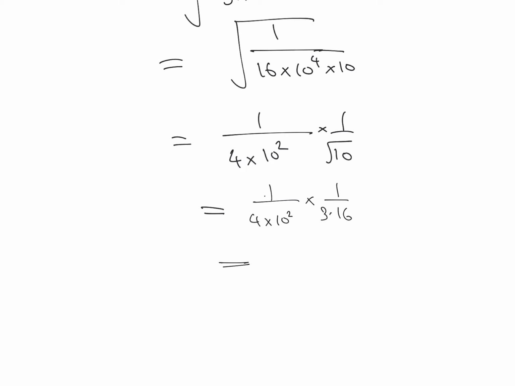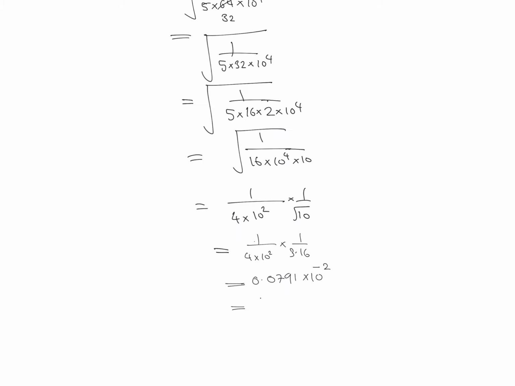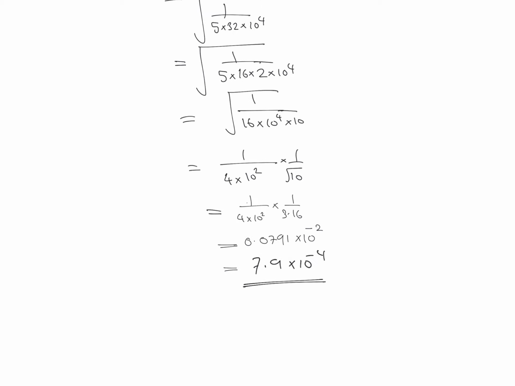So if you multiply all these things, you are going to get the answer as 0.0791 into 10 raised to minus 2, which can be written as 7.9 into 10 raised to minus 4, or we can take it as nearer to 7.8 into 10 raised to minus 4.